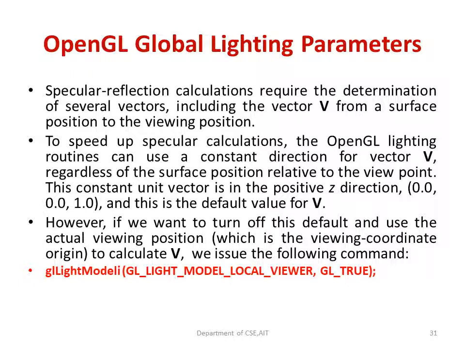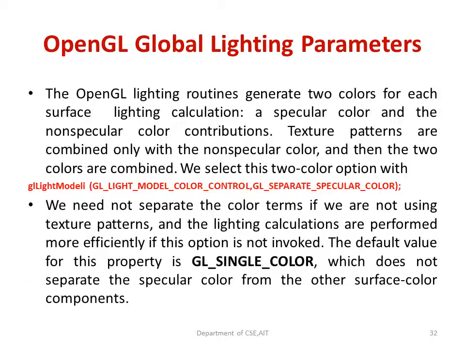It is not taking the default values. It is overriding the default values and it is setting its own values. So this GL light model I is very specific. I don't know if we have learned the theory for this, where exactly this will be used. But actually what is happening here is we are combining two colors, that is, the specular and the non-specular.